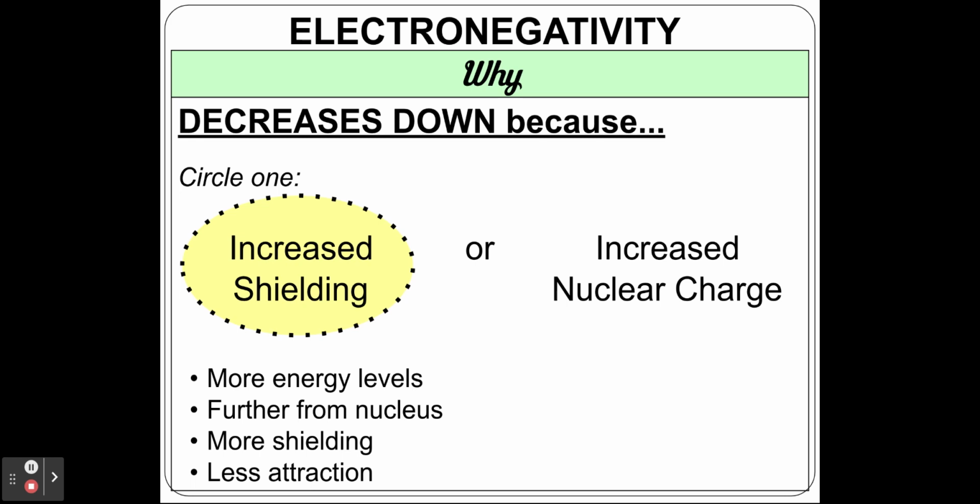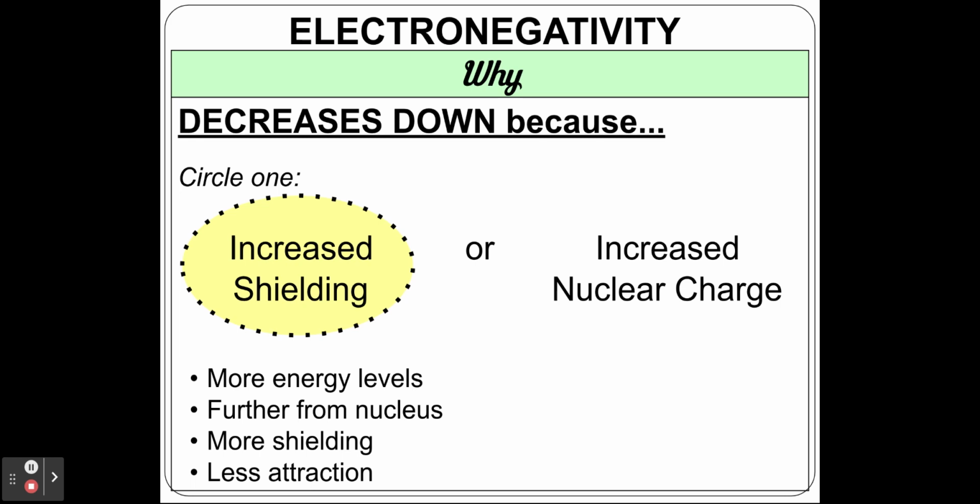It decreases down a group because of, again, this increased shielding, this added outside shell. And again, the valence electrons are now farther from the nucleus. There's no increase really in the effective nuclear charge. So it's not an increase in charges. So it's an increase in distance, right? Again, we're thinking Coulomb's law. Either we're looking at an increase in charges or we're looking at an increase in distance.